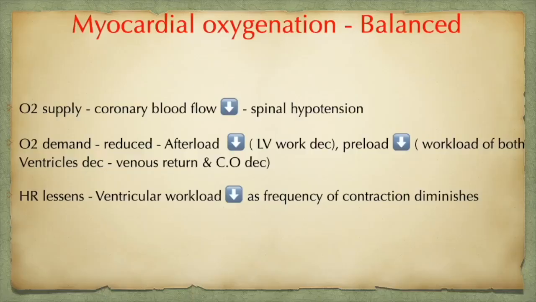Heart rate is also lessened due to the unopposed vagal innervation, thereby reducing the left ventricular workload. As the frequency of contraction diminishes, the oxygen demand is also decreased. Therefore, the demand is decreased, the supply is decreased, but the myocardial oxygenation is balanced.